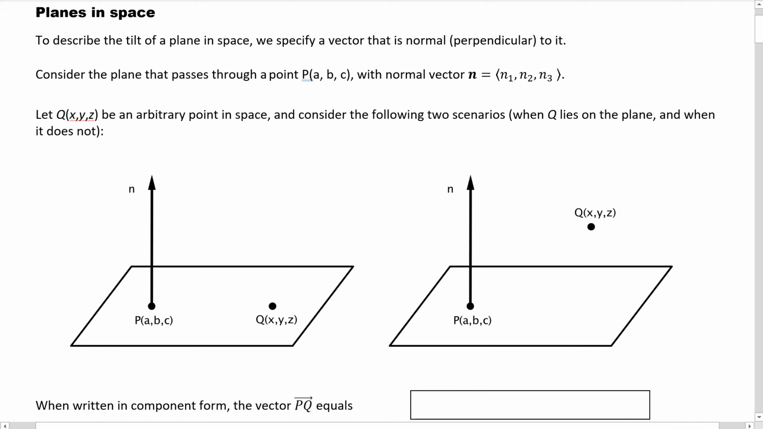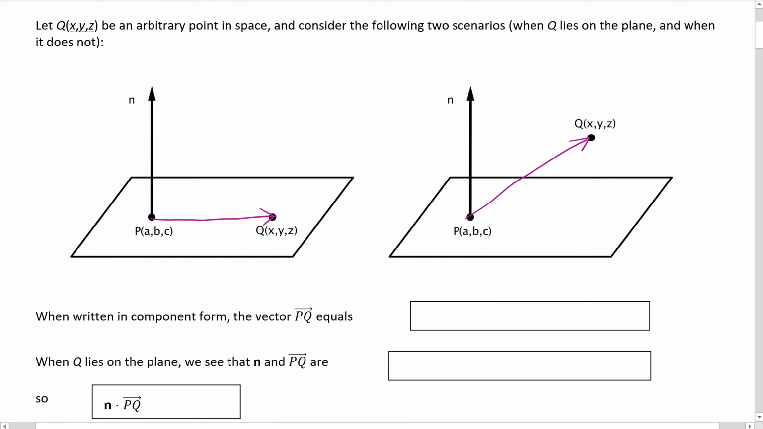So you can see here, Q is on the plane. And here, Q is not on the plane. When written in component form, what is the vector PQ? This is the vector PQ. PQ equals the terminal point minus the initial point: x minus a, y minus b, z minus c.